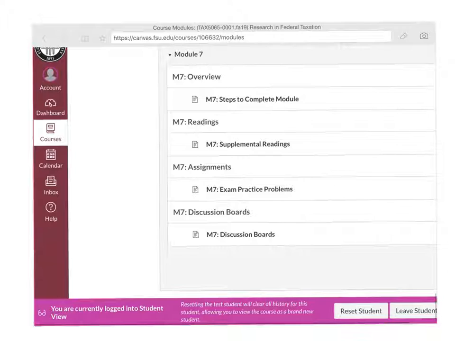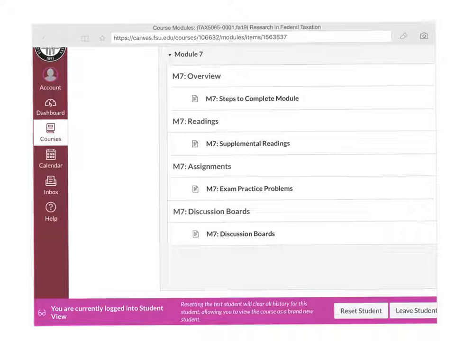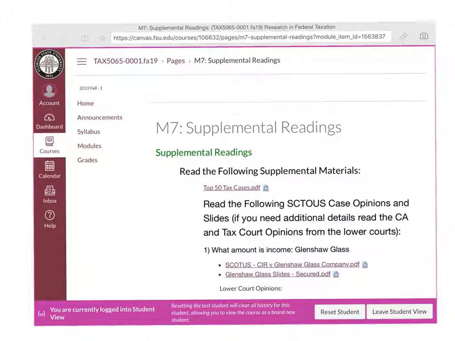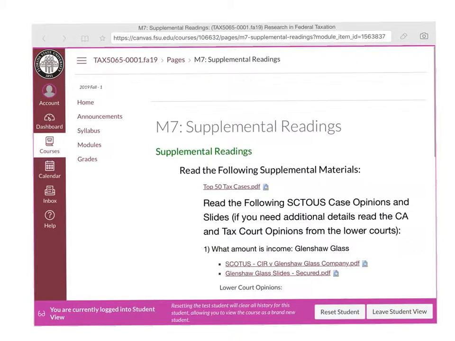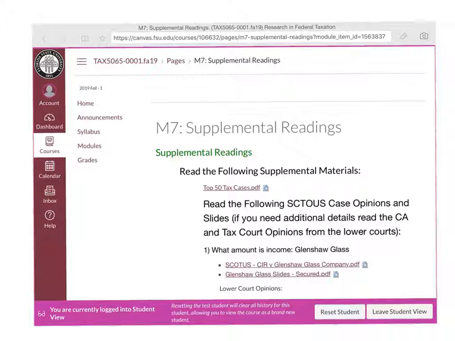All right, so Module 7, which is what we've been focusing on for this exam. I'm sorry, we've been focusing on it the last few classes. There are only 2 things you have to look at: the supplemental readings and the exam practice problems. So as I said, I will reiterate this. You really only need to study the top 50 tax cases. That document. Okay?